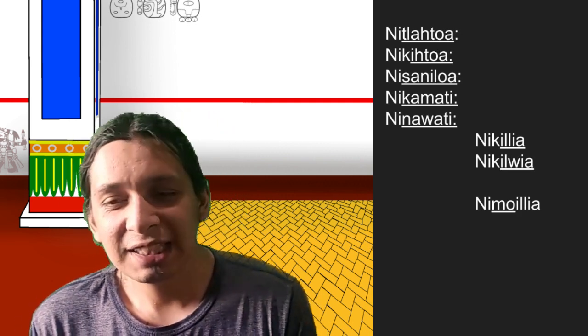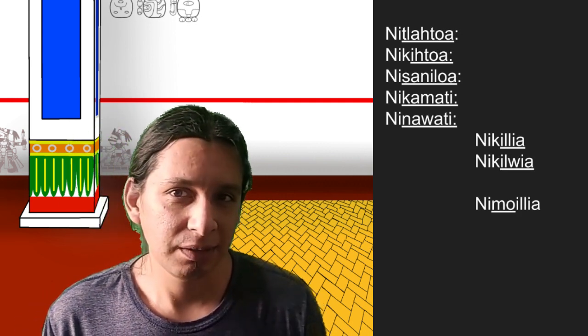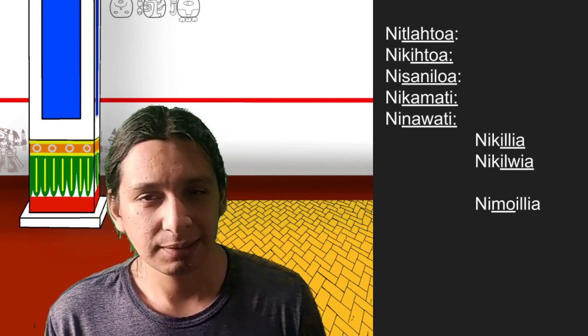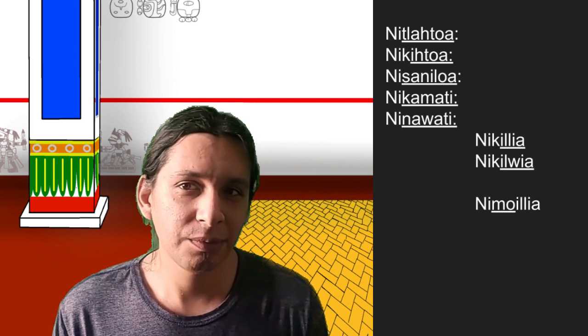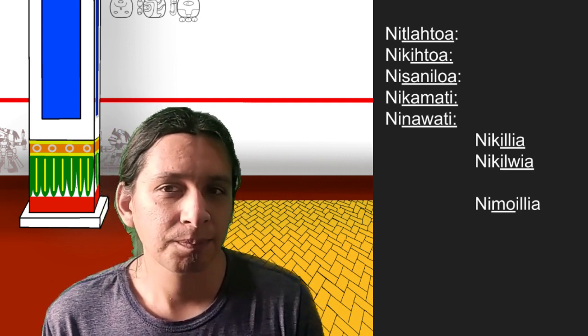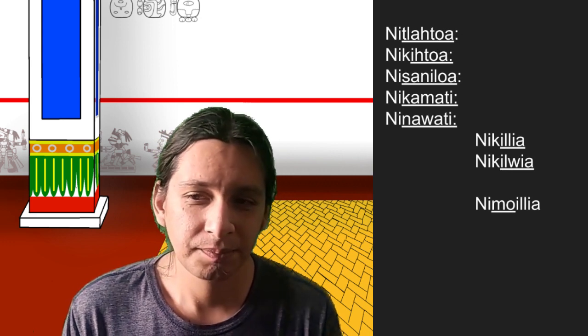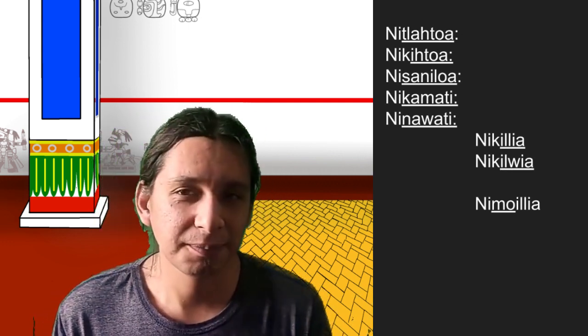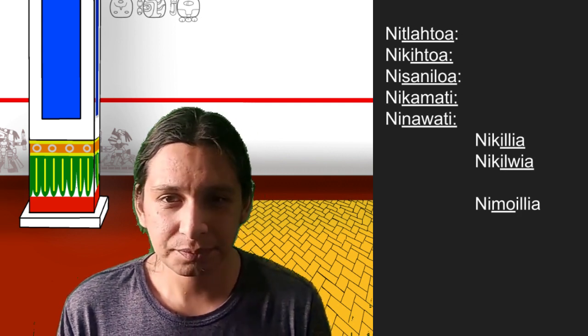Okay, and the last one means I use nahuatl, which means I speak nahuatl. And that's the word nahuati, to use nahuatl or to speak nahuatl. So I can say ni nahuati, means I speak Nahuatl. Okay, so all those are different ways of saying to speak something, to say something.